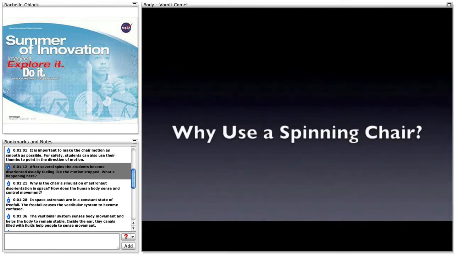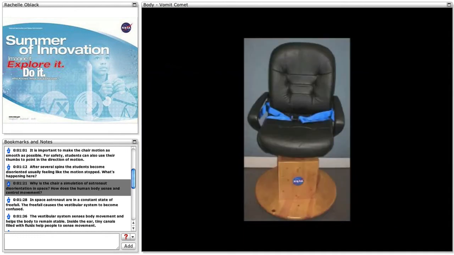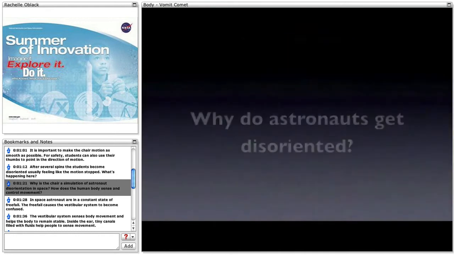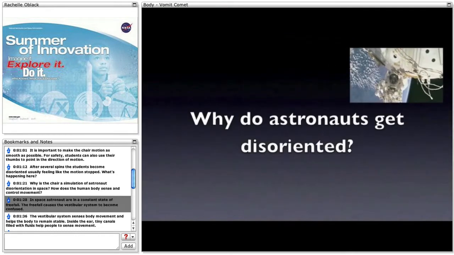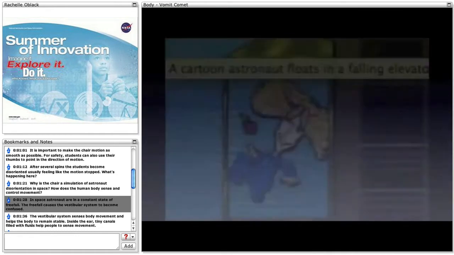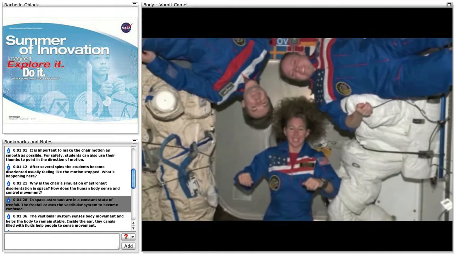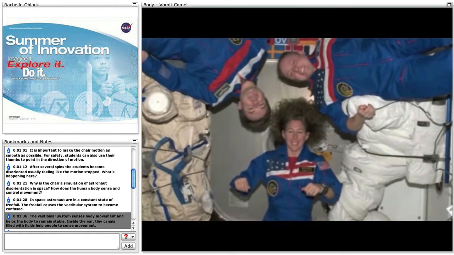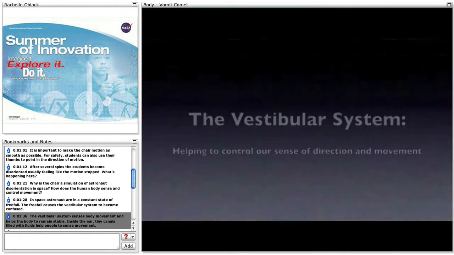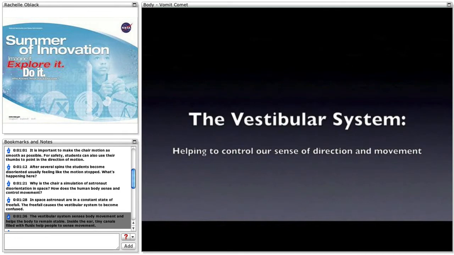What's happening here? Why is a chair a simulation of astronaut disorientation in space? How does the human body sense and control movement? In space, astronauts are in a constant state of free fall. The free fall causes the vestibular system to become confused. The vestibular system senses body movement and helps the body to remain stable.